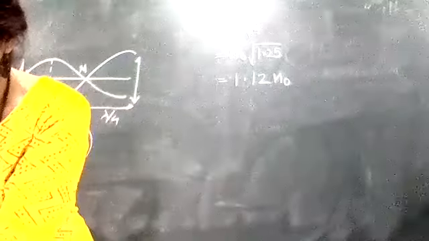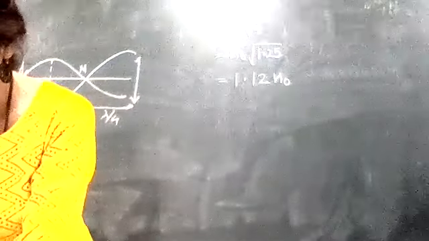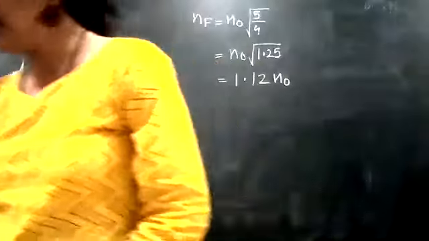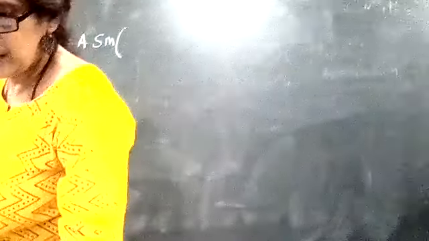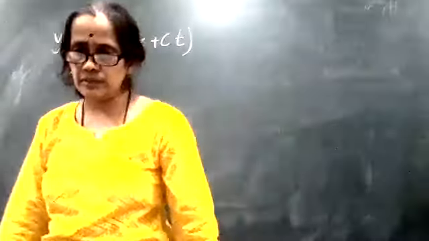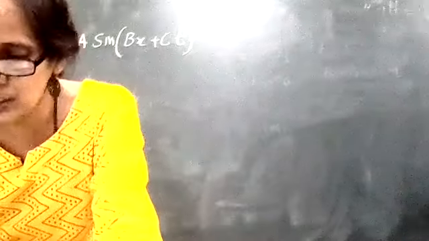Now next, answer question number 2. Answer in brief. The wave is represented by an equation, and I can write down that equation. The equation is given as y is equal to a sine in bracket bx plus ct. Given that the constants a, b, c are all positive.